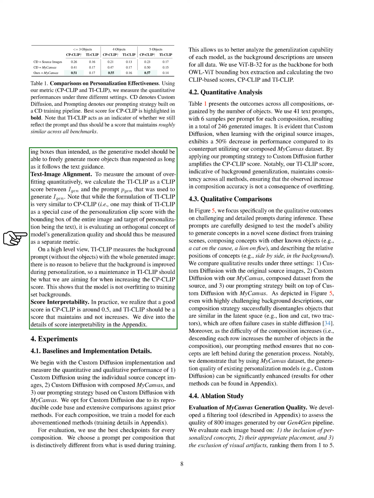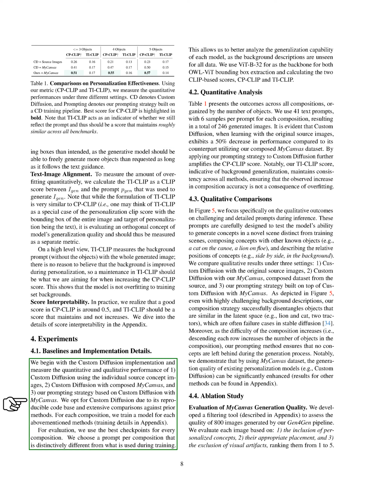Section: Experiments. In this section, we delve into the experiments conducted to evaluate our methods. We start by discussing the baselines and implementation details. We chose to work with Custom Diffusion because of its reproducible codebase and its ability to be compared extensively with previous methods. We experimented with three different approaches. 1. Custom Diffusion using individual source concept images. 2. Custom Diffusion combined with our composed MyCanvas dataset. And 3. Our unique prompting strategy that builds upon Custom Diffusion with MyCanvas.